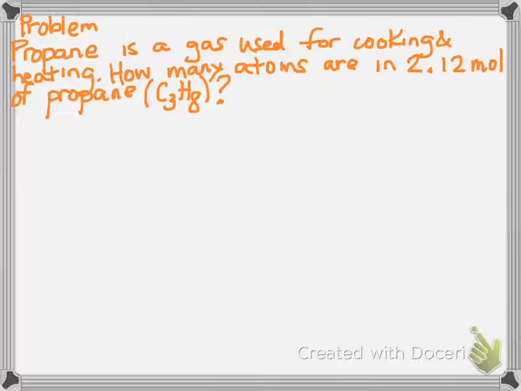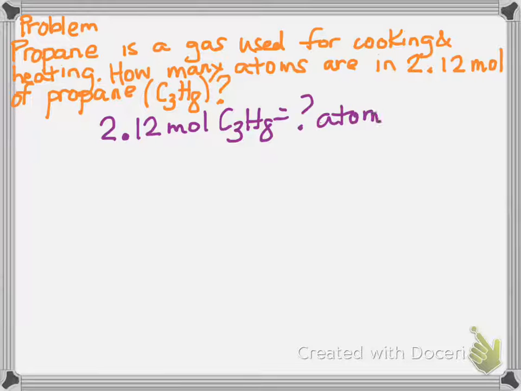Our problem is: propane is a gas used for cooking and heating. How many atoms are in 2.12 moles of propane, C3H8? Again, usually these are going to be story problems in chemistry, so I like to summarize what I have. This problem is asking me to take 2.12 moles of C3H8 and figure out how many atoms that is.